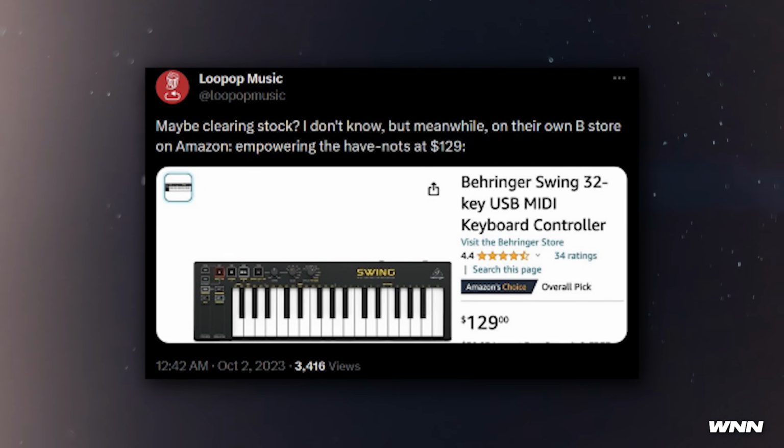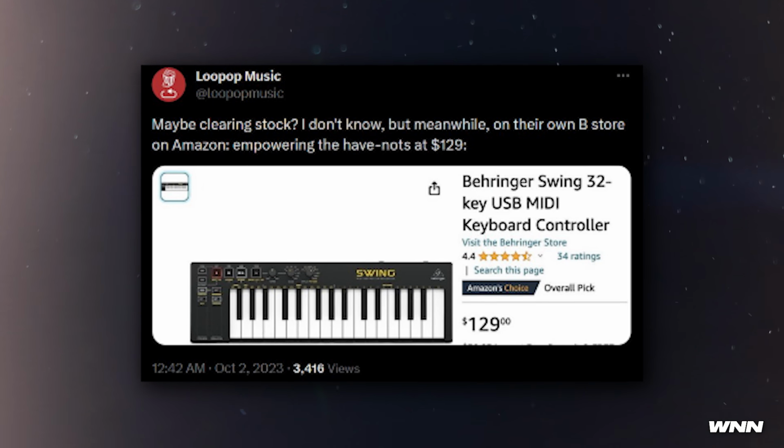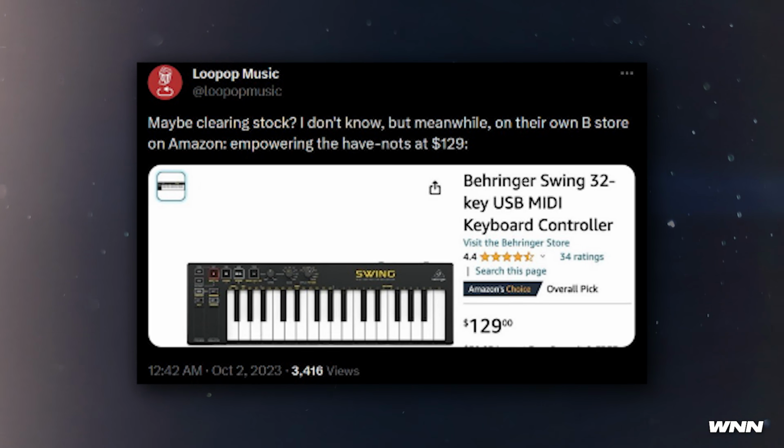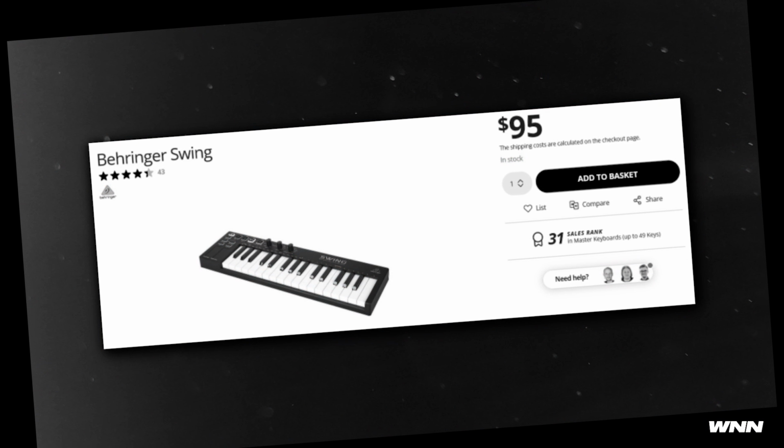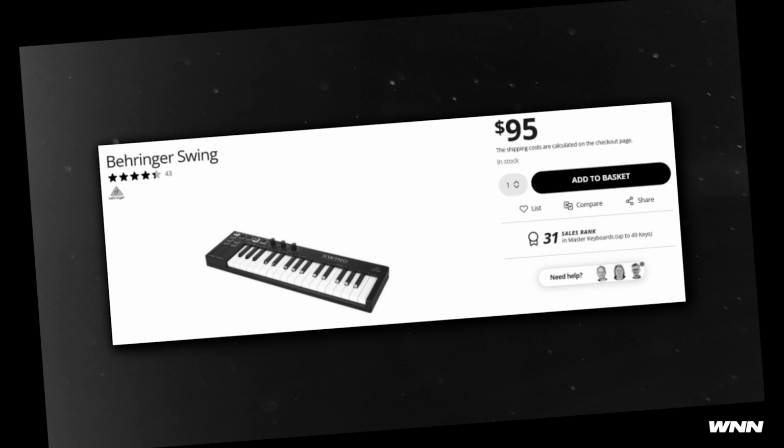Keep in mind, while this is from a separate distributor, the same thing is also happening on Amazon where it says it is sold from the Behringer store. The price is lower on Tommen though. So make of that whatever you will. Honestly, at this point, I'm starting to not even care.